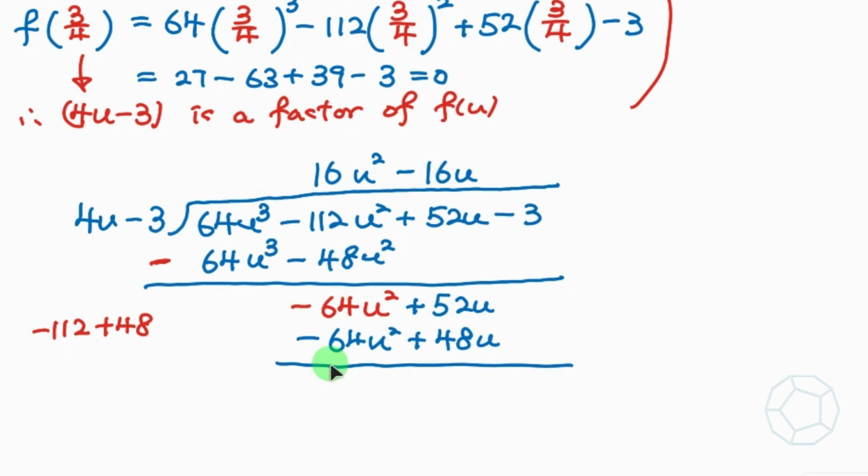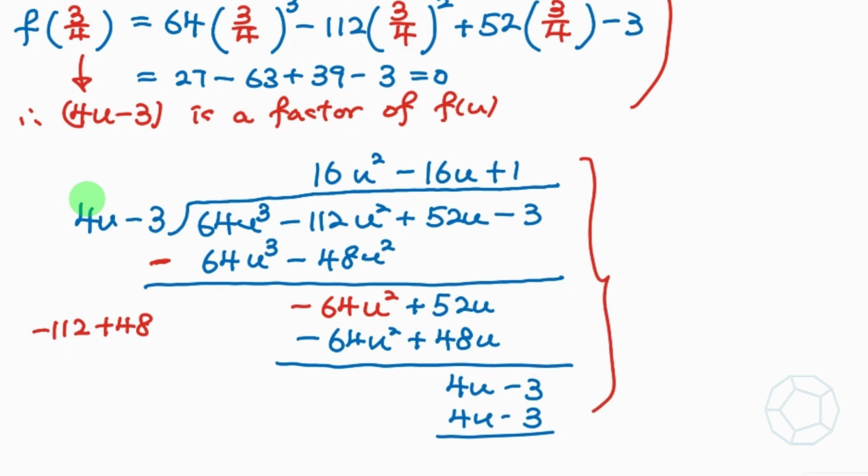Again, after subtraction, the first two terms cancel out, while for 52 minus 48, it is 4u. Again, we bring negative 3 down. So finally, 4u minus 3 divided by 4u minus 3 is obviously 1. So the division is completed. This process is called long division.